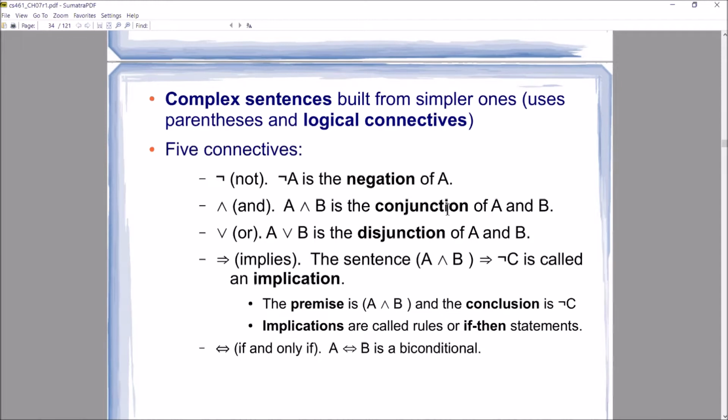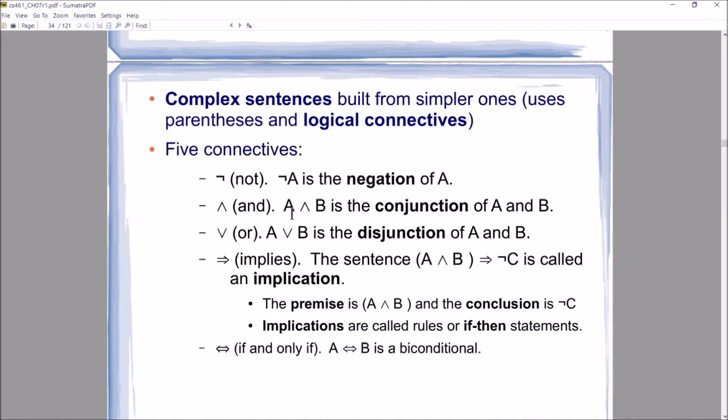So we've got not, which looks like a deformed 7 or something. So that's not, that's logical negation. So not A is the negation of A. So that not just takes the truth value and flips it. So if A was assigned true, then not A would be false. Okay, and then you got your and, which looks like an upside down V. So A and B is the conjunction of A and B.